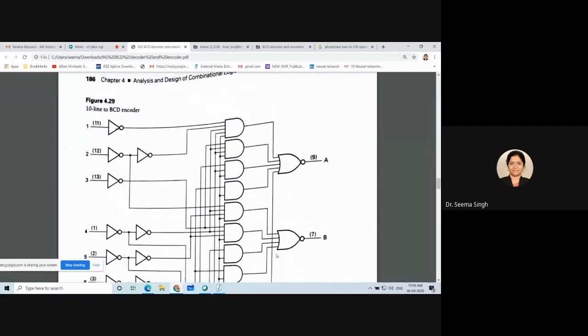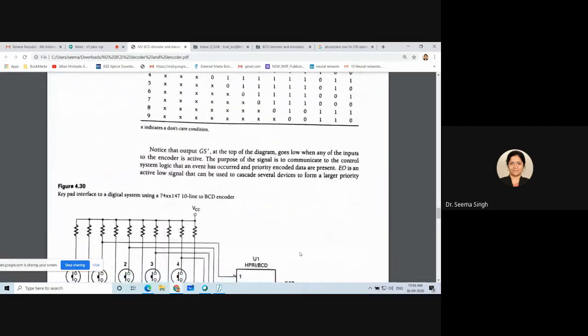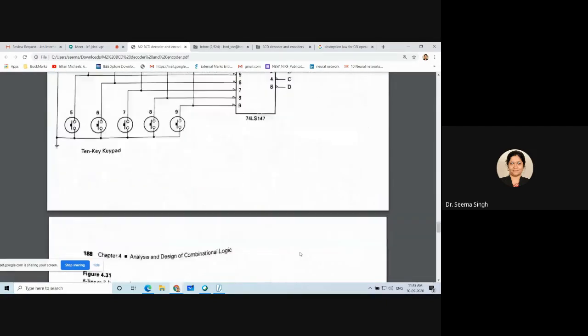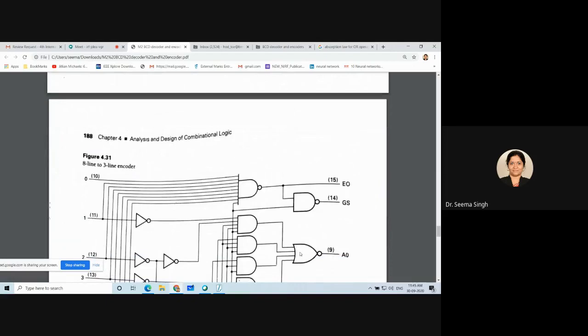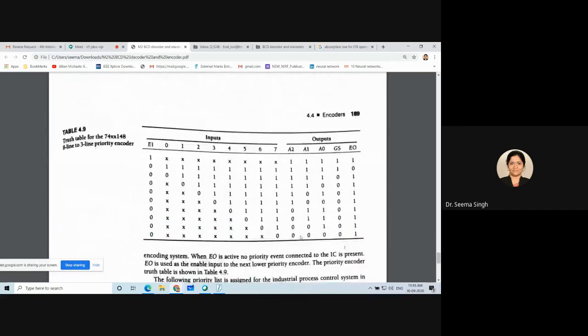So this is your 10 line to BCD encoder, which is nothing but the internal circuit of 74LS147. The way you have this 10 input to 4 output, that is a 10 to 4 encoder, same way we have something called an 8 to 3 encoder. 8 line to 3 encoder, all logic remains same. I will come to the truth table. In this truth table, it is all same.